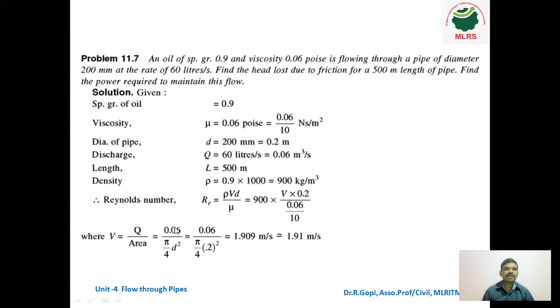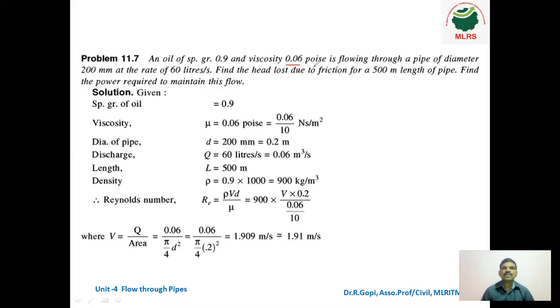This is a very important problem. Please read the question. An oil of specific gravity 0.9 and viscosity... Listen, here they gave only viscosity. What is another name for viscosity? Dynamic viscosity. Viscosity and dynamic viscosity are the same. Here they didn't give kinematic viscosity, so please keep that in mind.